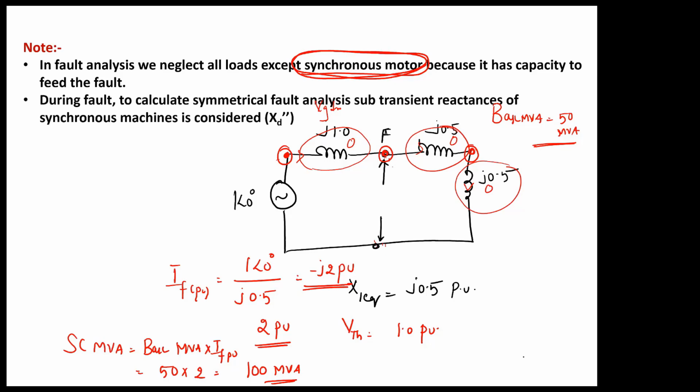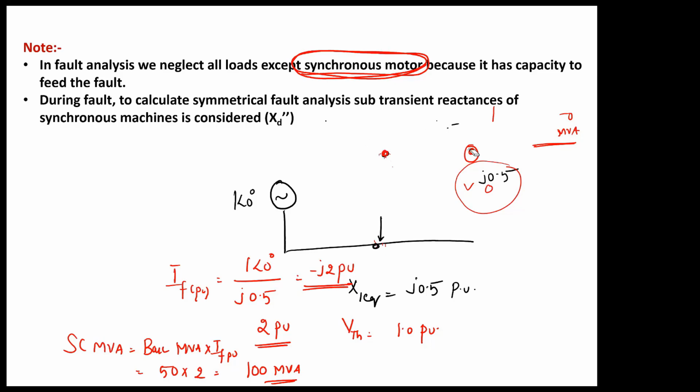The second thing is, during fault, to calculate the fault current, we have to use the subtransient reactance of the synchronous machine. Why? We will see in the coming sections.